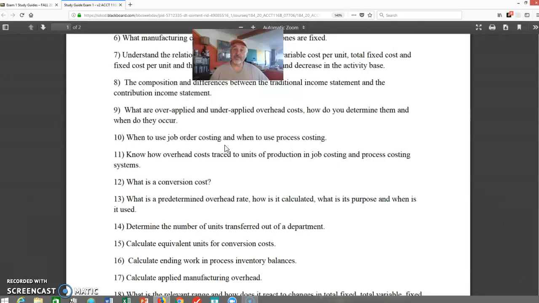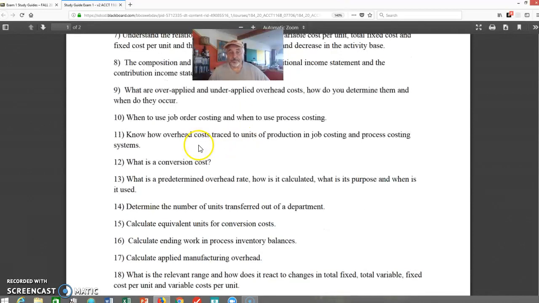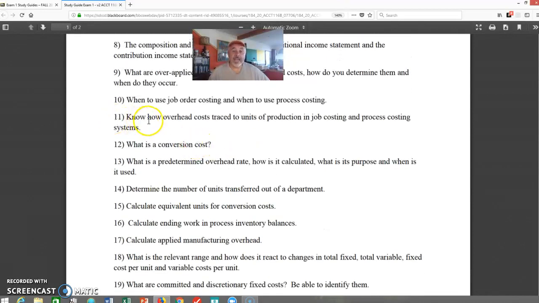Versus process costing, which is homogeneous products such as peanut butter, water, soda, and we just have a continuous run. We may do a little bit of a variation, smooth peanut butter versus nutty peanut butter, but generally the process stays the same.